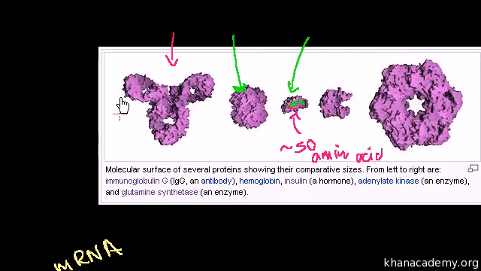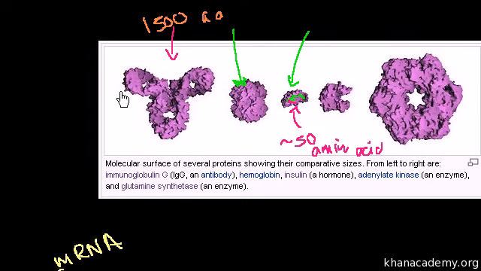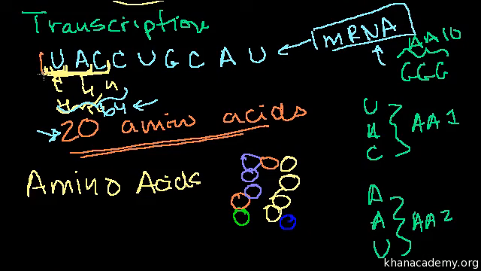This right here, immunoglobulin G, which is part of our immune system, is roughly 1,500 amino acids. So how much DNA or how many base pairs had to code for this? Well, 3 times as much, right? Because you have to have 3 base pairs that code for one amino acid.